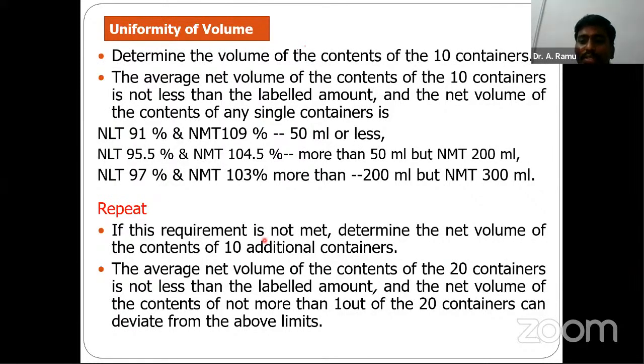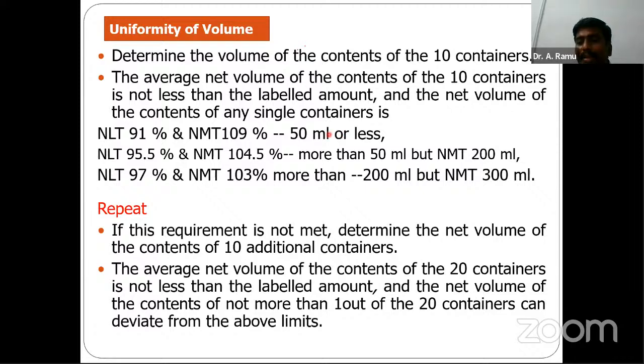In the repetition process, again you have to select 10 containers and determine the average volume and individual volumes. You have to see that the average volume is the same as the labeled volume and not more than 1 out of 20 deviates. The initial 10 and the next 10 make it 20. So not more than 1 out of 20 can deviate by the percentage deviation specified above, depending upon the volume of the container.